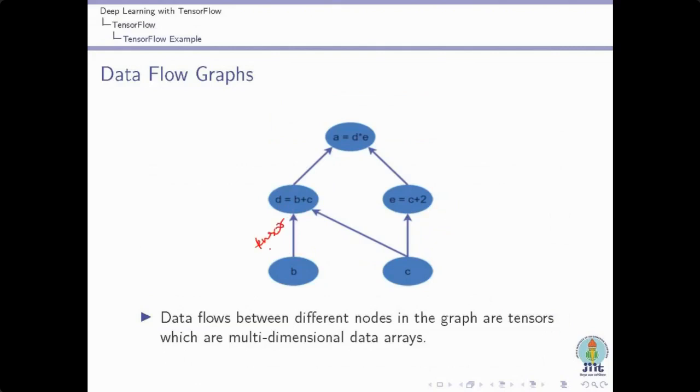Flow of data is in terms of tensors. So data is known as tensors, not just data. Actually, what we are doing is only transferring the data from one node to another node in terms of tensors. So we generally work in this data flow diagram.